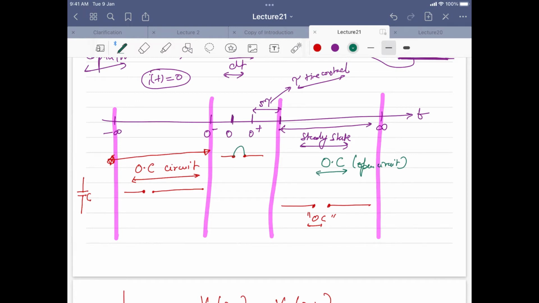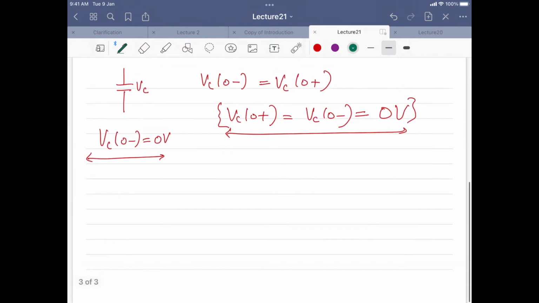So you can replace the capacitor by a short circuit like this if you are going from 0 minus to 0 plus, provided Vc at 0 minus is 0 volts. Only then can you replace it by a short circuit. But now let us say your Vc at 0 minus has a 5 volt, or you can say a V1 volt initial voltage on it. It might be the case that it is not uncharged, it is charged with the voltage of V1. So if you have something like this and apply the continuity equation again, then you will get an answer of V1.